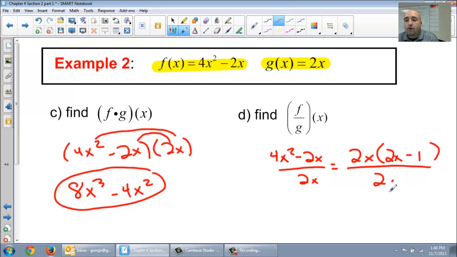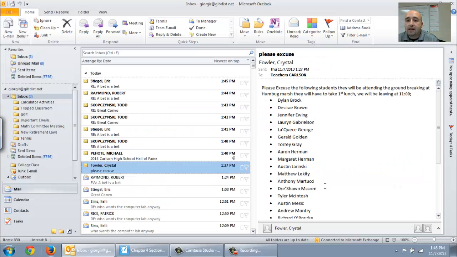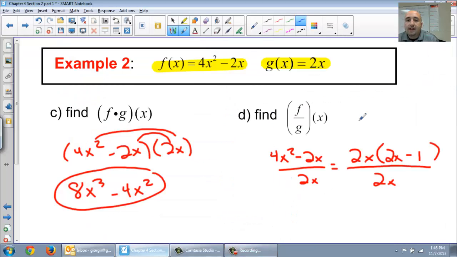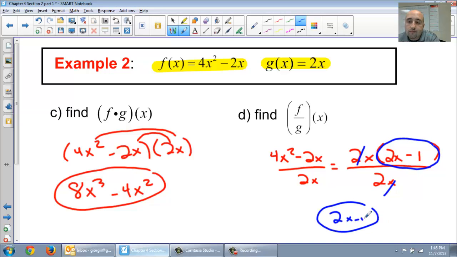And on the bottom, what do I have? 2x. So what can I cancel out here? Hopefully you recognize that I can cancel out a 2x with a 2x, and I'm left with 2x minus 1. Hopefully that makes sense. That's adding, subtracting, multiplying, and dividing two functions.